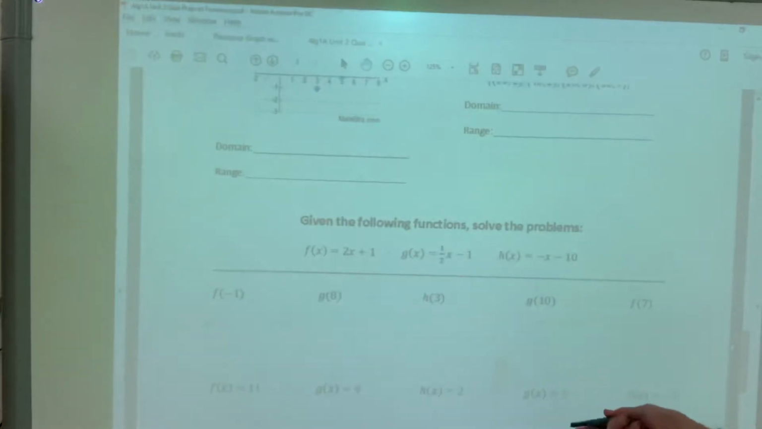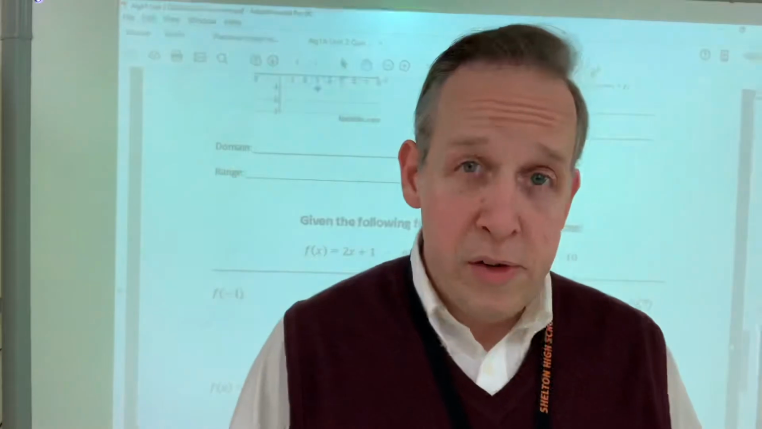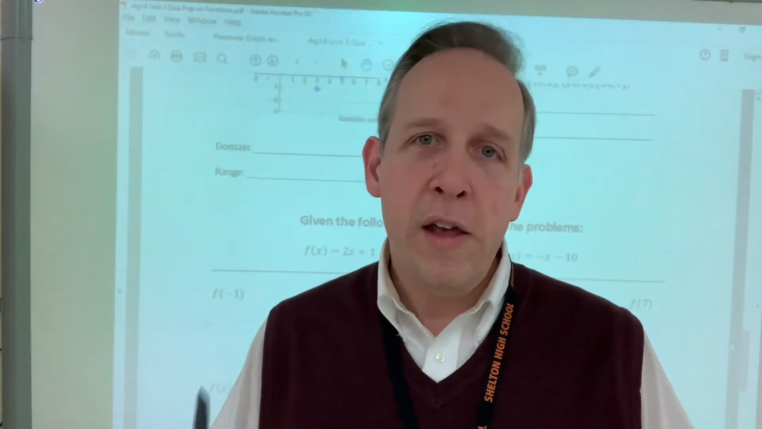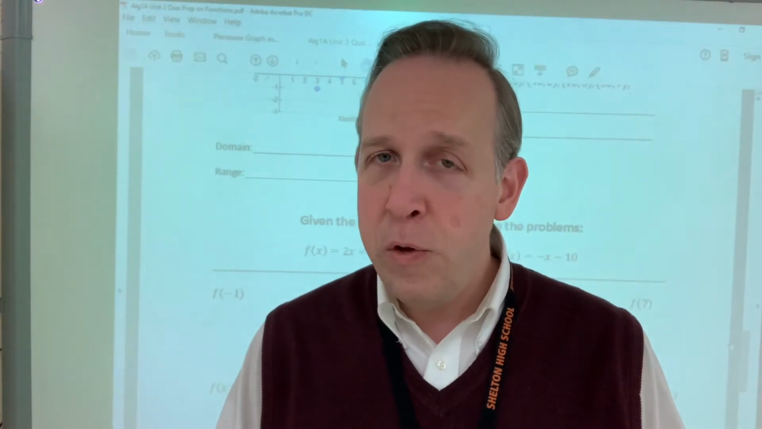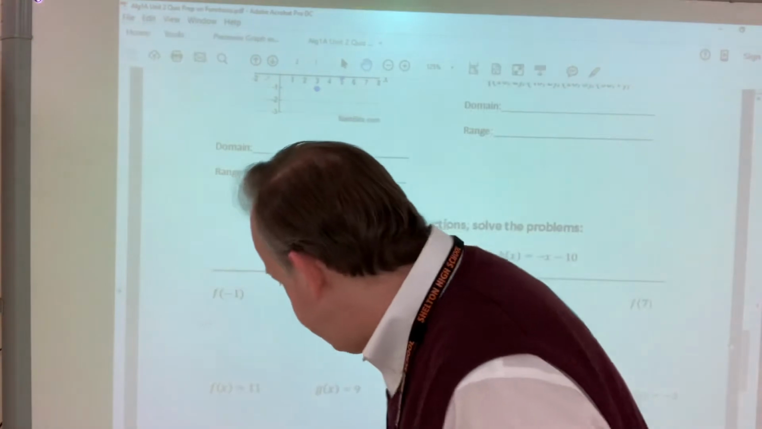For these problems, given the following functions, solve the problems. This is what we did the other day. When you're being given an input, you plug it in and solve. When you're being given an output, you make the function equal that number and solve. So let's do that together.